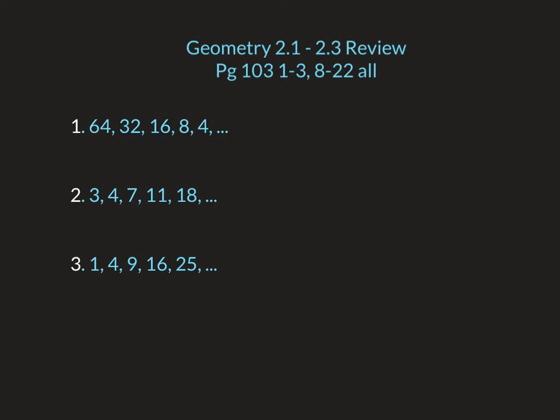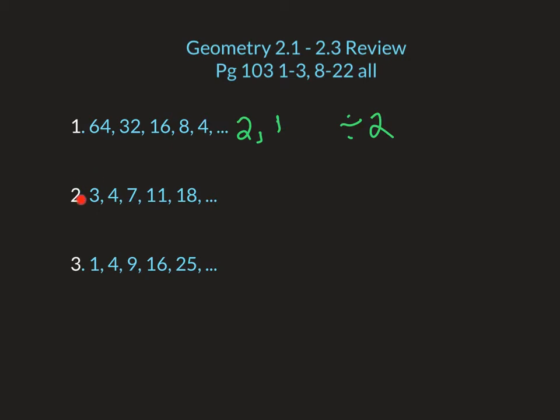So you've got 64, 32, 16, 8, and 4. So if you look, you're dividing each of these by 2, right? So that would make your next two numbers 2 and 1. And again, we're dividing by 2.